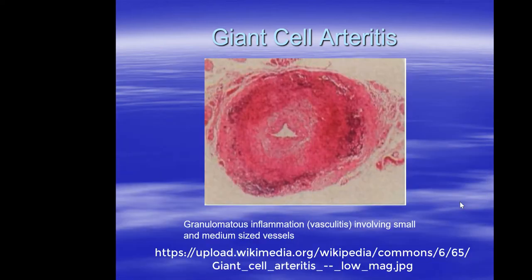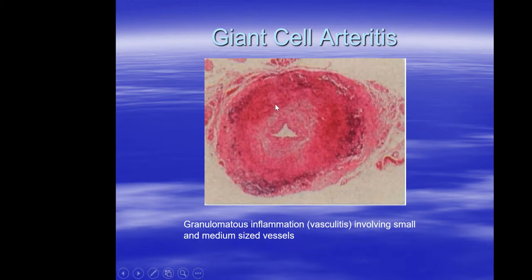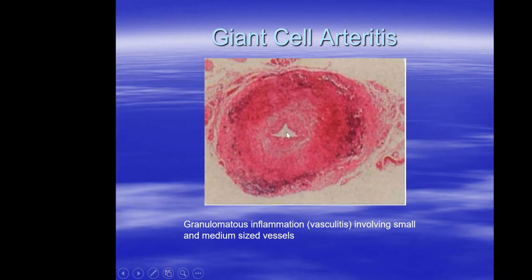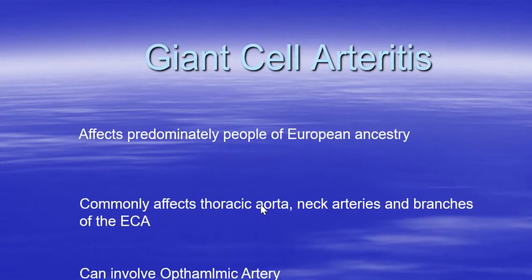Basically, it's a granulomatous inflammation or vasculitis involving small and medium-sized vessels, and in this case, the temporal arteries that we'll be looking at. And you can see it. Basically, you end up with this very thickened, swollen intima. It's inflamed, and it can actually get to the point where it closes off the lumen in quite severe cases.